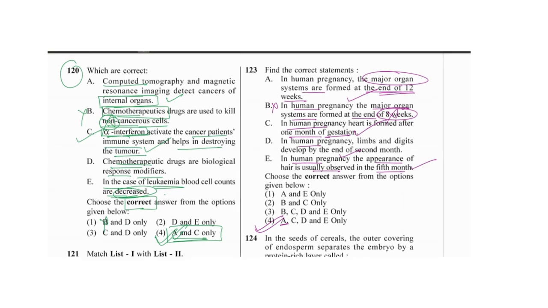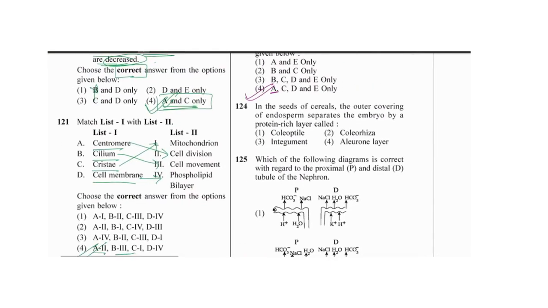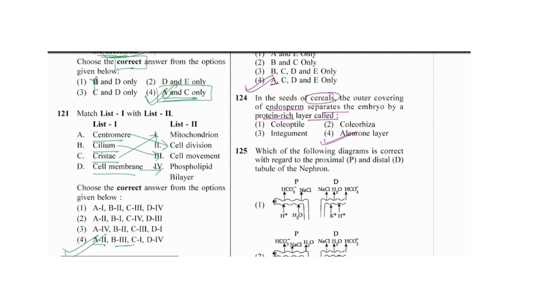Okay, now the next is question number 124. In the seeds of cereals, the outer covering of the endosperm separates the embryo by a protein-rich layer called what? So it is a memory-based question again. We know the aleurone layer is the layer which is the protein-rich layer.